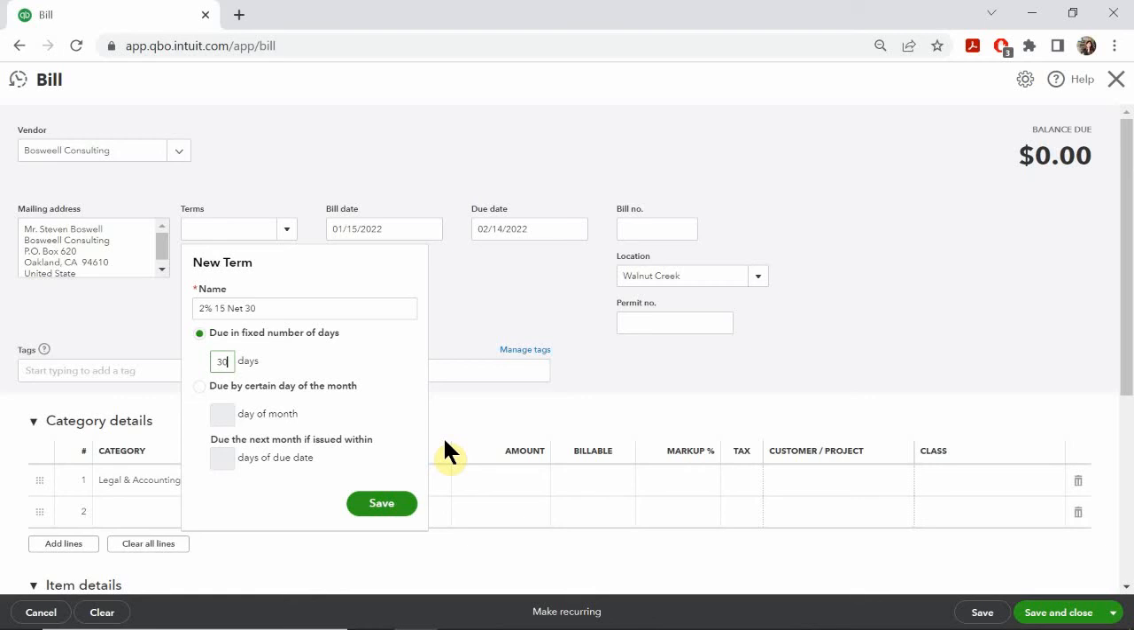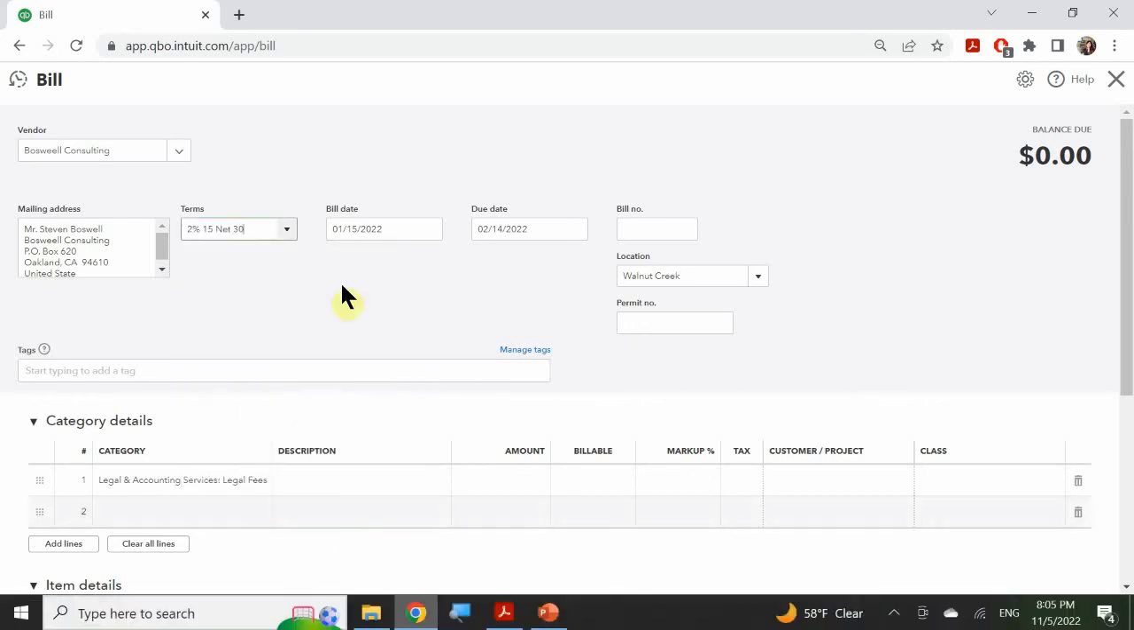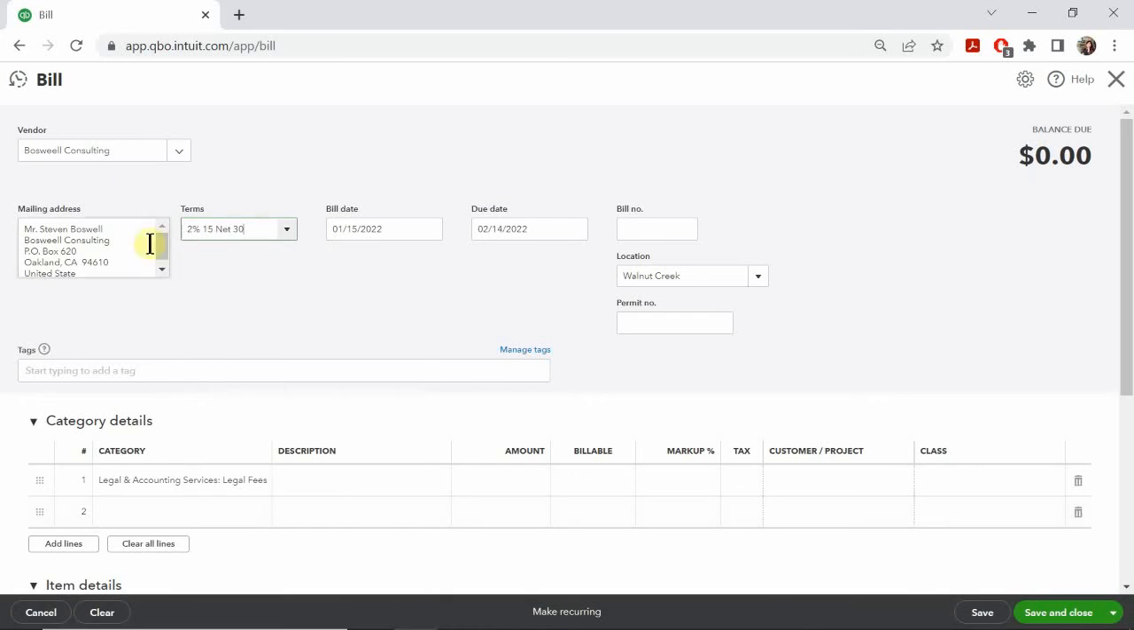So in this case, that is something that you may have to make a note of, whether it's on this bill or not. There is a section down below to add any extra notes. So in this case, I'm going to create my discount terms. So 2%, 15, net 30, and of course the bill is due in 30 days. Okay, and then I'm going to save. So there you go. I created a new term.